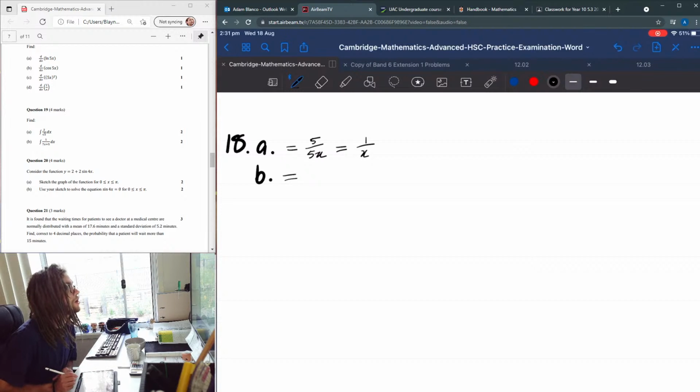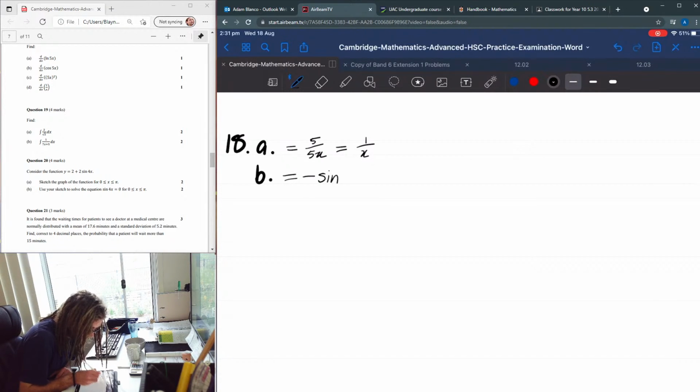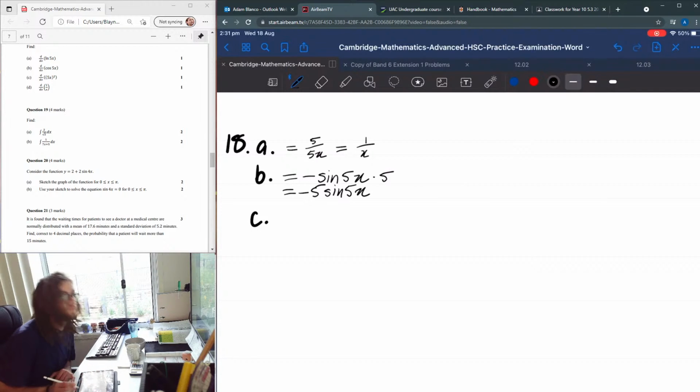Okay, b equals, what do we got? Cos 5x. Okay, derivative of cos is negative sine. I keep the inside, and I times by the derivative of the inside, which is 5. That's just minus 5 sine 5x. Easy.